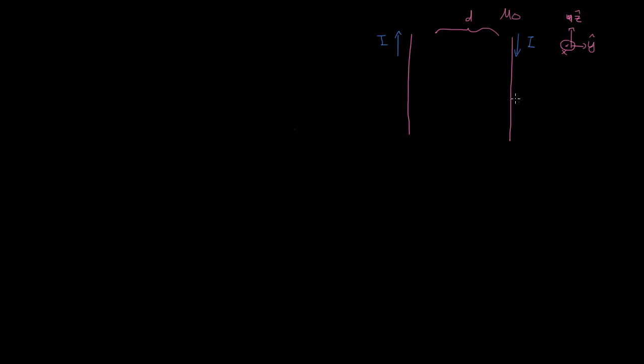So we have two current carrying wires. In this case, they're going in opposite directions, separated by d. And the main question is what is the force from, let's call this wire 2. What is the force on wire 2 due to 1?